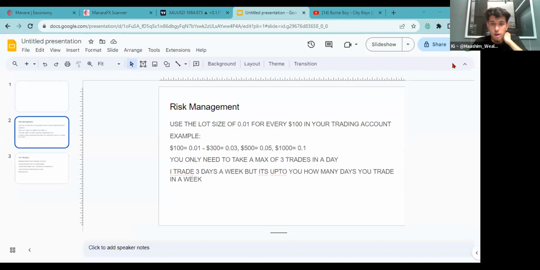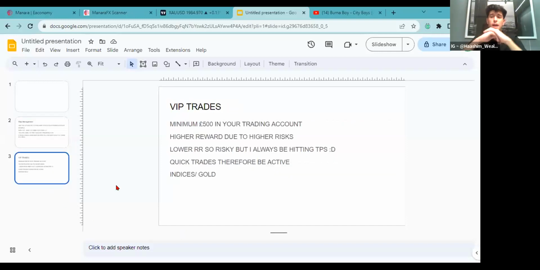Like even that's a lot. But I personally only trade 3 days a week. But it's up to you how many days you want to trade. Alright, in a week. It's up to you. I personally only trade 3 days in a week. I've been able to do that. I'll be honest with you, like trading 3 days in a week, I can do numbers that I'm happy with. Yeah. Okay, so let's go over the VIP trades.